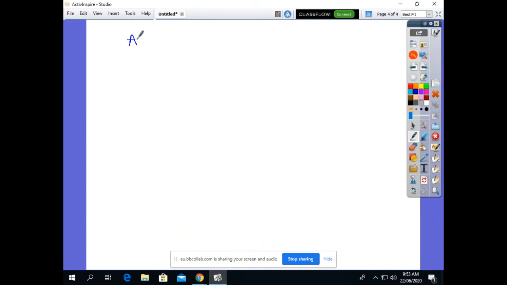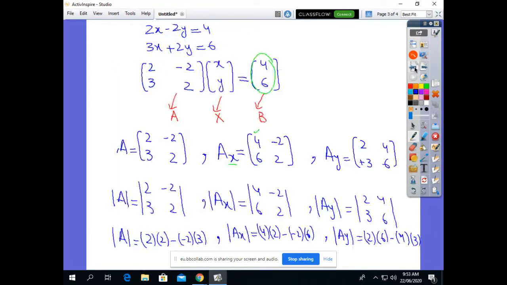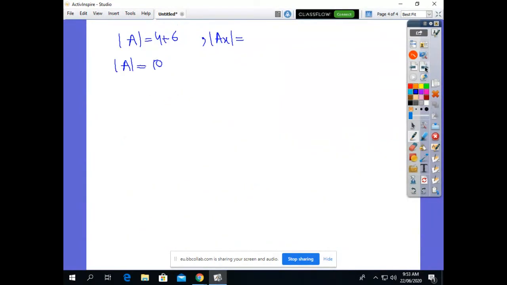The determinant of A becomes 4 plus 6, which is 10. Similarly, the determinant of AX becomes 8 plus 12, which is equal to 20.